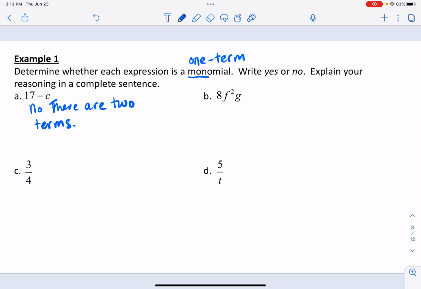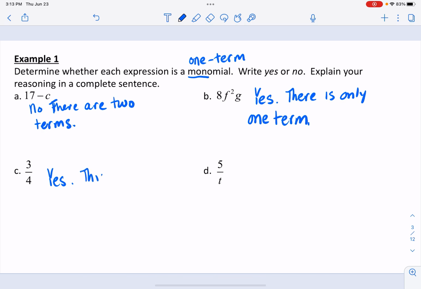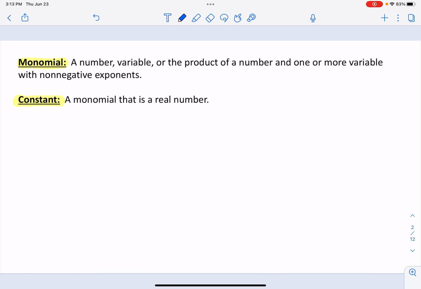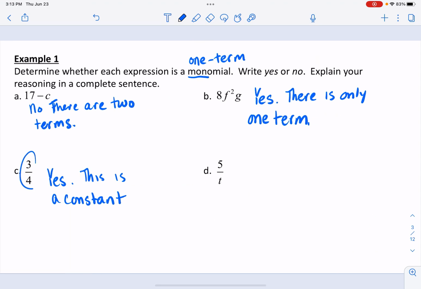Okay, now here I have 8f squared and g. Yes. Yes, there's only one term to this monomial. Yes, for this next one. Okay, why? Because this is a constant or just a number. A constant monomial is a real number. 3/4, that's a real number.